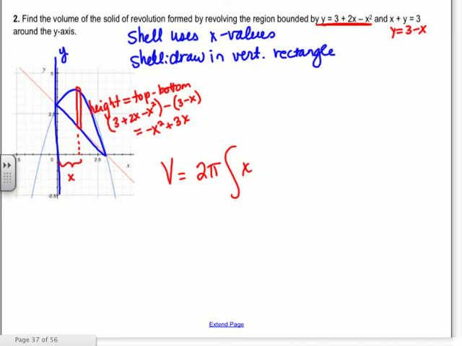So we're going to get to things like that. All right, and then your height is negative x squared plus 3x dx. X values are going from 0 to, looks like 3. Makes sense because that's where this one's crossing the x-axis, and they meet at that point. All right, we'll work it out.